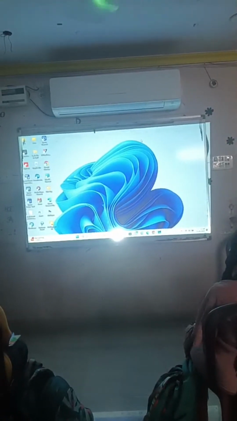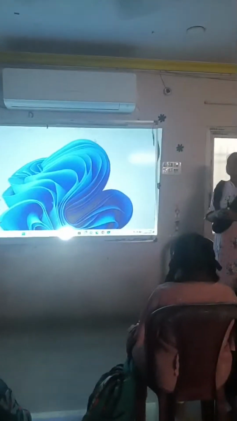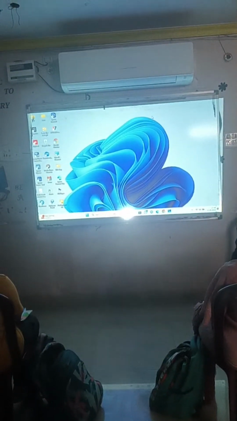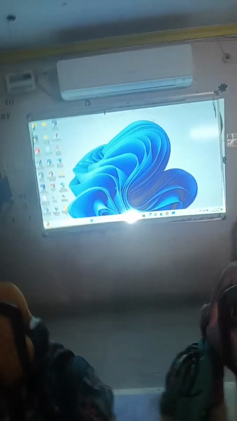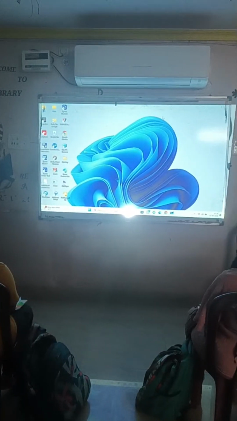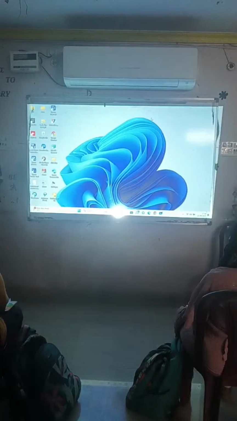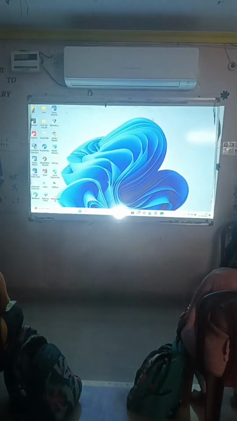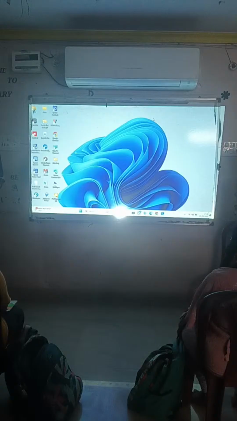Based on their composition, we can classify mixtures into two types: homogeneous as well as heterogeneous. First, homogeneous mixtures are those which have a uniform composition. Those which have different compositions, we call heterogeneous mixtures.